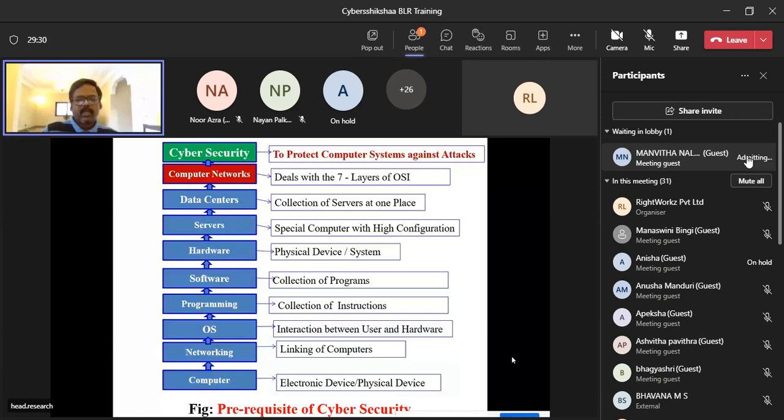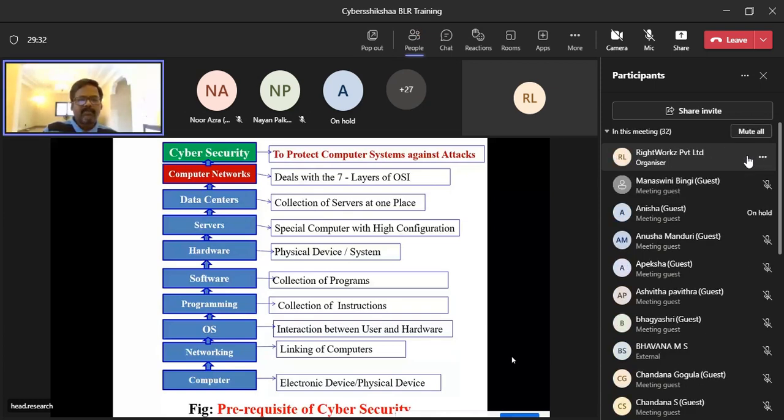So for newcomers, please listen carefully. What is the prerequisite of cyber security? Sir, I have a BTech degree with electronics and computer science engineering, but I don't know the prerequisite of cyber security. So the prerequisite of cyber security is you must have knowledge of computer, networking, operating system, programming, software, hardware, servers, data centers, computer networks and cyber security.